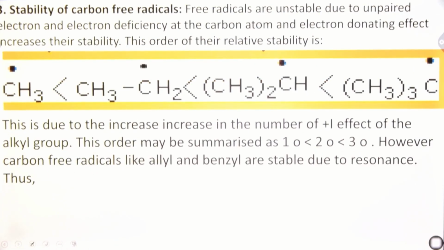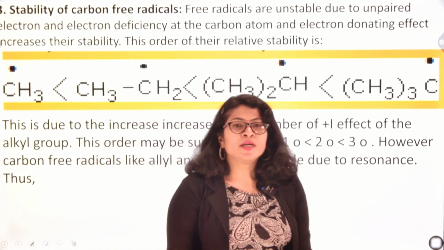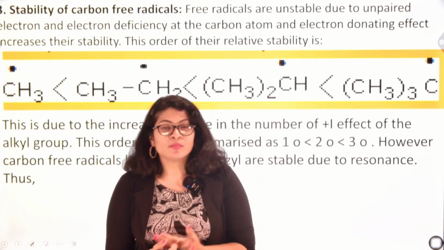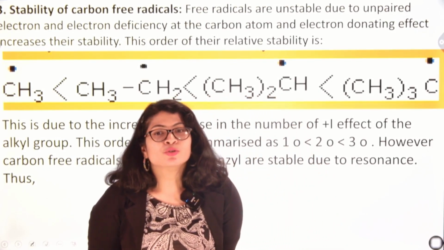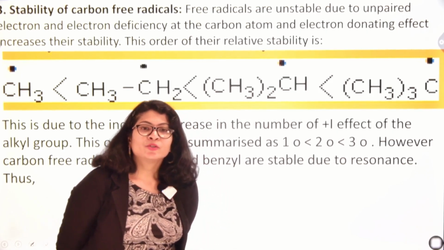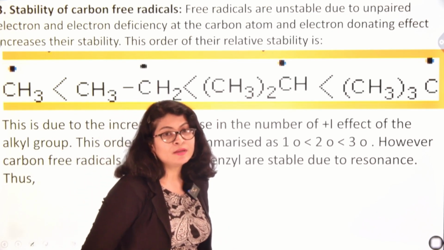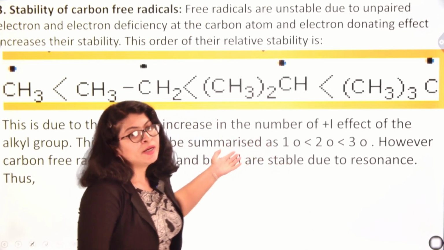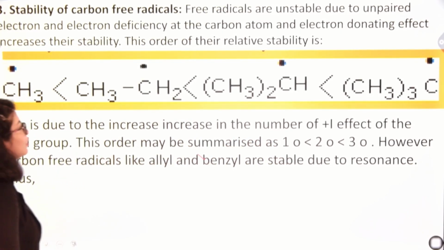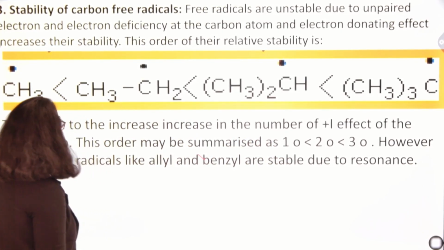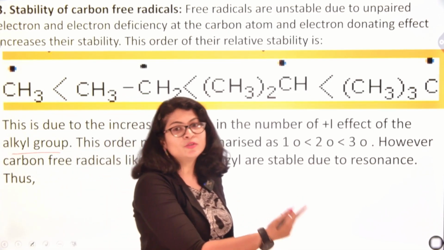Now, we will see carbon free radicals. Again, free radicals are electron deficient species. So, the factors which affect their stability are pretty much the same as that of carbocation. Free radicals are unstable due to the unpaired electron, and electron density at the carbon center and electron donating effect increases their stability. So, the order of stability is the same as that of carbocation. This is due to the increase in the number of plus I effect of the alkyl group. The order may be 3 degree, greater than 2 degree, greater than 1 degree.